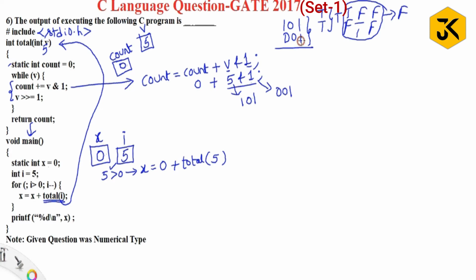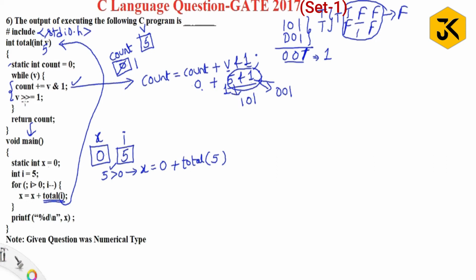So when both are true, true means 1, and the remaining are 0. So 001 means what value? 1. So this entire value is going to be replaced with 1. Now 0 plus 1 is 1. That value is going to be stored in the count variable. Okay, fine, so this statement is completed.